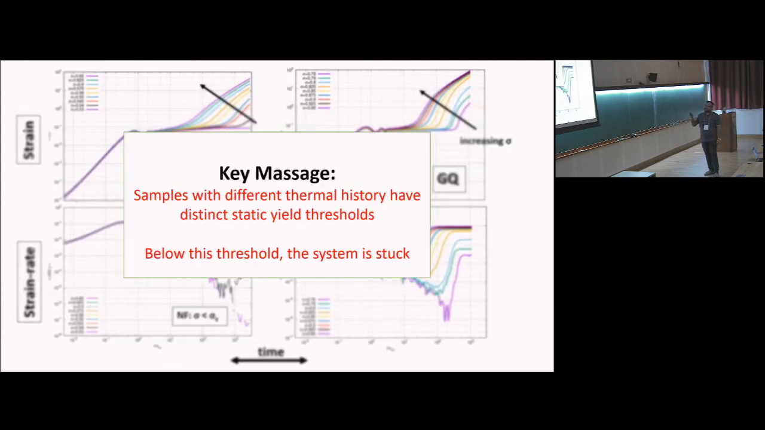The underlying key message from this study is this: the samples with different thermal histories have a distinct static yield threshold, and below the threshold, the system is stuck.